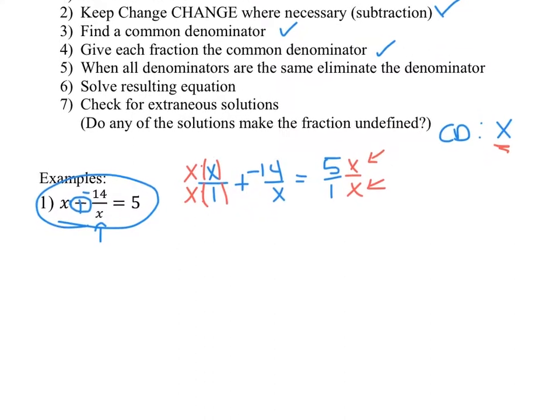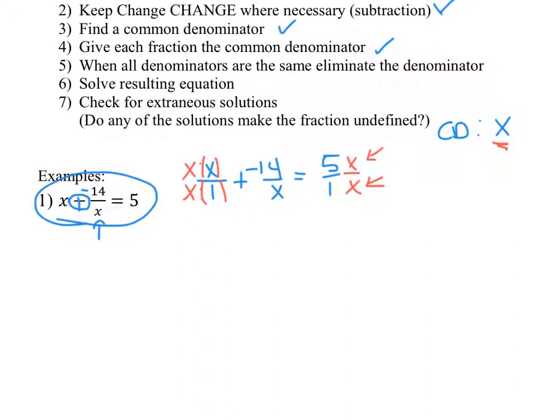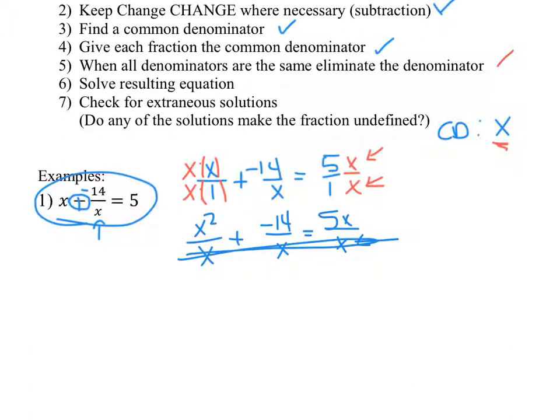All right. When all terms have the same denominator, we can eliminate it. So let's see what happens here. I'm going to have x squared over x plus a negative 14 over x equals 5x over x. Well, we just made it so each one of these is exactly the same. When they're all exactly the same, this part of the equation is done. All I have to really worry about is the top.